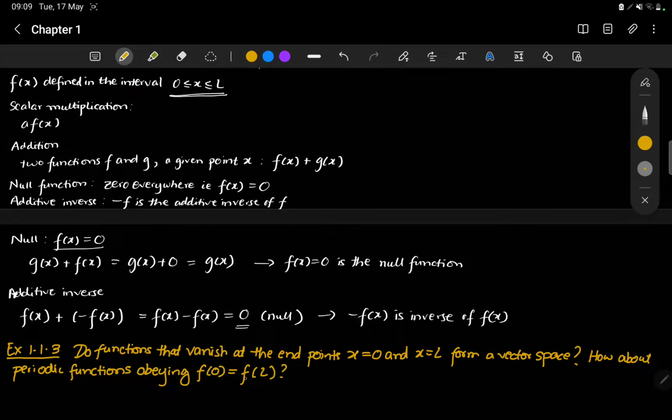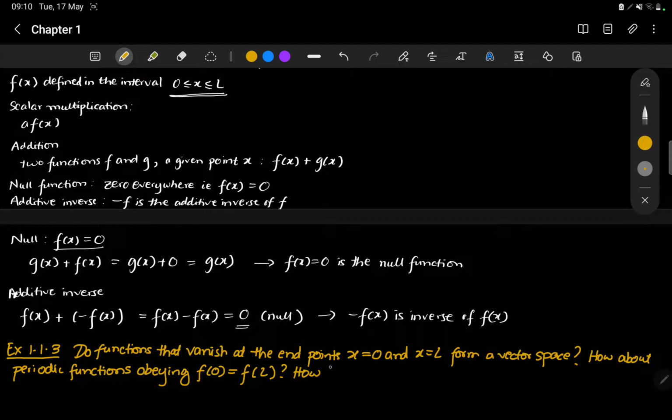So over here, in the first part we say that these functions are vanishing at the endpoints. So at x equal to 0 and x equal to L, these functions will have the value 0. The next part is periodic functions, wherein the function value at x equal to 0 and x equal to L is the same constant number. Then the next, there is another part.